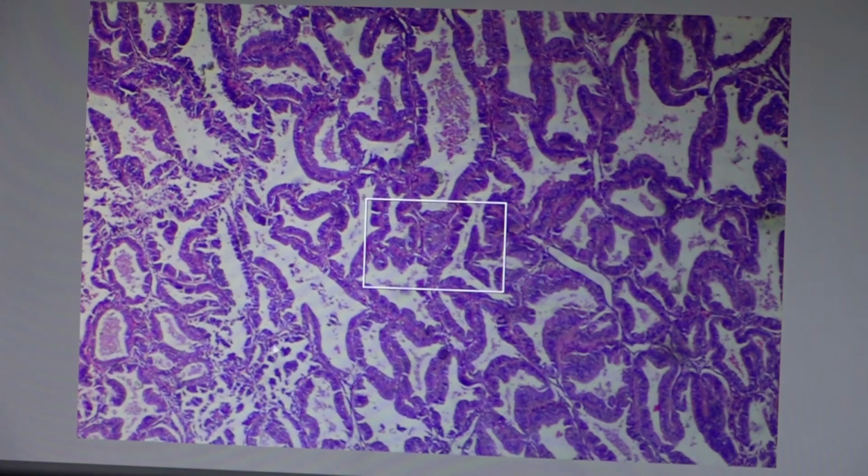So these changes may be due to hormonal or other causes, or sometimes radiation may cause the malignancy of the endometrium. This area is composed completely of endometrial glands, malignant endometrial glands. This is adenocarcinoma of the endometrium.